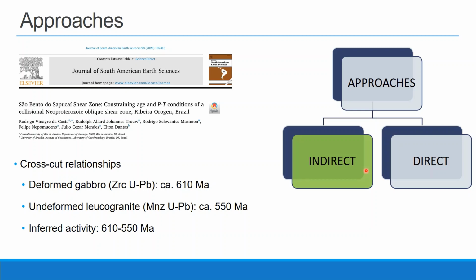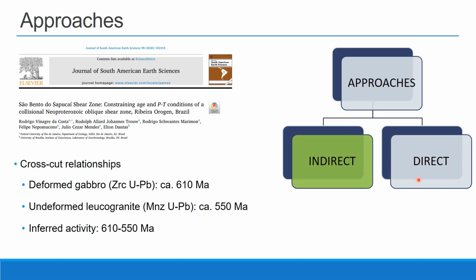So the minimum that we can infer here is that at 610, the shear zone was active, deforming and recrystallizing rocks. And at 550, it had already stopped in the place that they were studying, because the rock that is cross-cutting the shear zone is not even deformed anymore. So this is a very indirect way. It gives us like a 60 million years deformation interval. And within these 60 million years, a lot can happen. So this is just a very indirect way to date a shear zone.